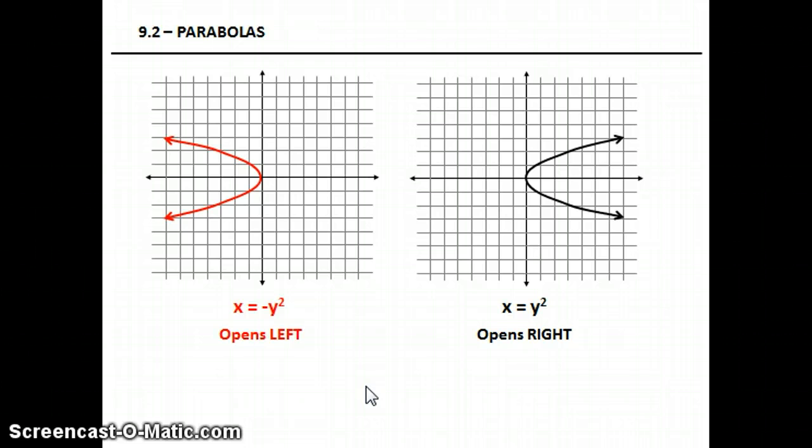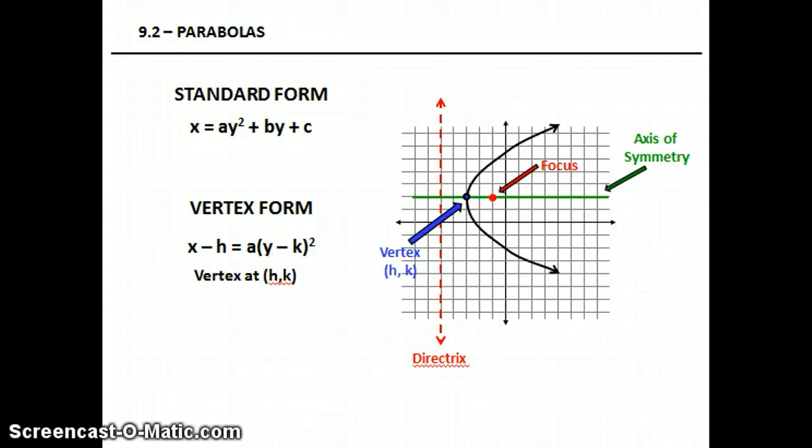Parabolas also can open left and right. We aren't going to do a whole lot with the left and right, but you need to know that they can. And when that happens, you can see that the x and the y are just shifted. They change places. Now, it may appear a little bit weird when you look at these, because now it's x equals ay squared plus by plus c. And it does seem a little bit odd because you have x minus h. Your h's and your k's still remain the same. So don't let that confuse you.